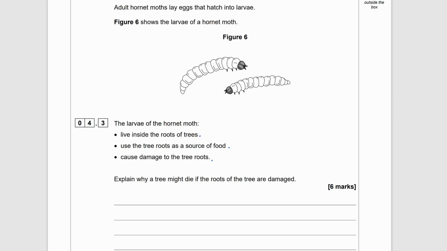6 marks. So we need to look carefully at these 3 points, as it's going to help us now to try and get the right way of thinking to answer the question. So what can we say about these points? Let's take each one, break it down. So roots of trees. What is the importance of the roots of trees now? Well, they have multiple functions. First one that we can think of from our knowledge of cell biology is that it absorbs water.